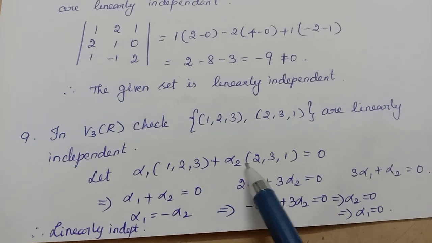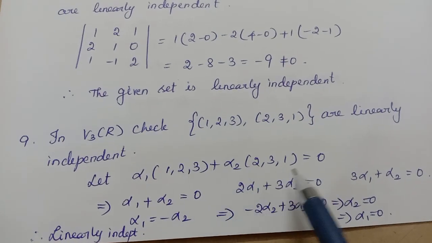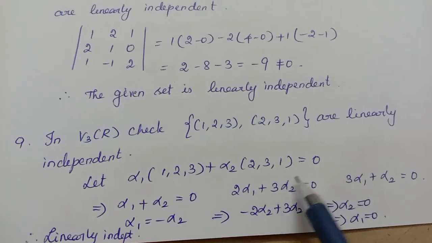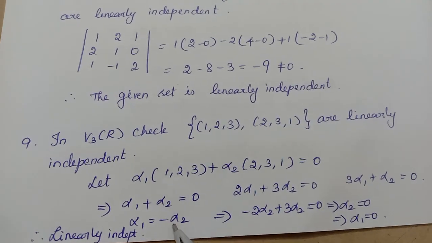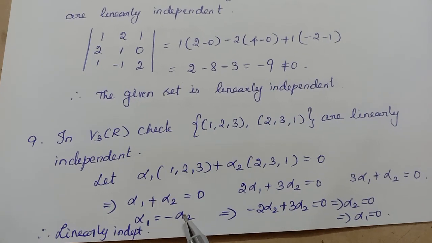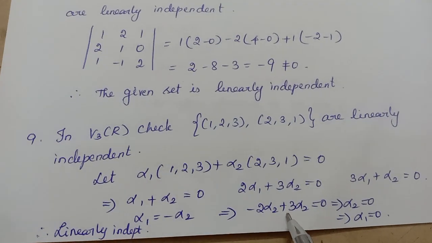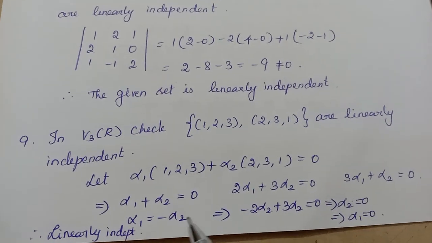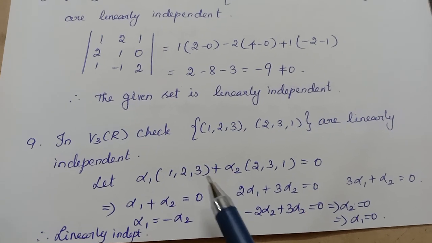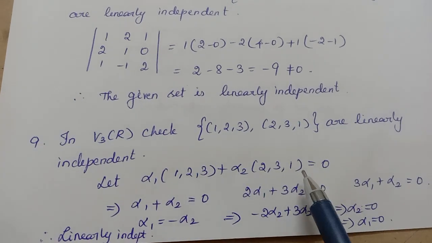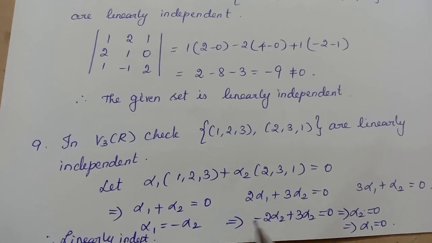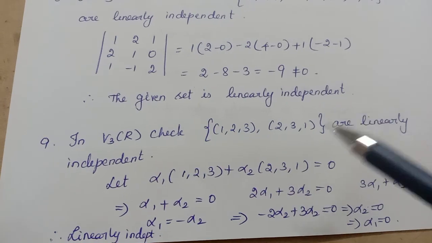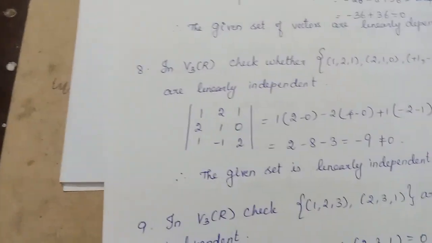What is the first coordinate? Alpha 1 plus 2 alpha 2. Equate each of the coordinates to 0. Second one is 2 alpha 1 plus 3 alpha 2 equal to 0. Third, 3 alpha 1 plus alpha 2 equal to 0. From the first equation, I am getting alpha 1 equal to minus 2 alpha 2. Put it here: minus 4 alpha 2 plus 3 alpha 2 equal to 0. That implies alpha 2 equal to 0. So alpha 2 is 0 means alpha 1 is also 0. So whenever I assume the linear combination equal to 0, I get the scalars individually equal to 0. Therefore, this given set is linearly independent. Okay, right. Next one.